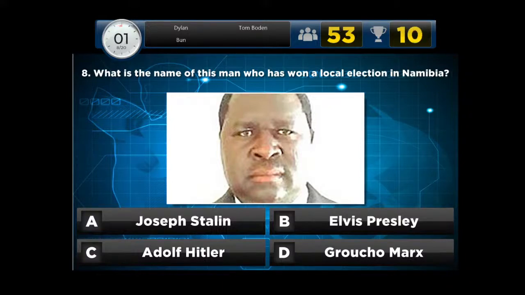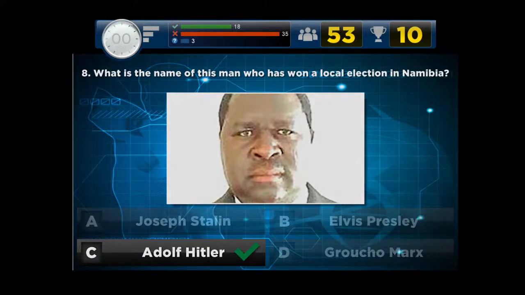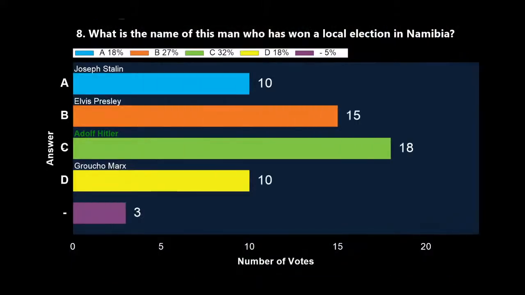And the answer is Adolf Hitler. Apparently his parents didn't realise there was a problem with calling him Adolf Hitler. I don't know where they've been. So C is what we're looking for. Yeah, 18 if you're getting that right, but 15 going for Elvis, and 10 apiece for Joseph Stalin and Groucho Marx. So we'll see the leaderboard after question 10. So only a couple to go before we see the state of play.